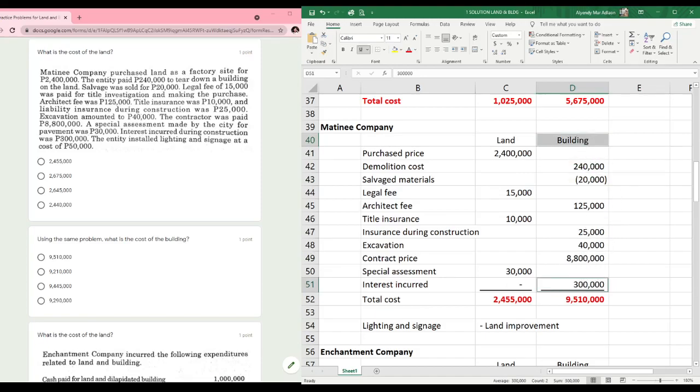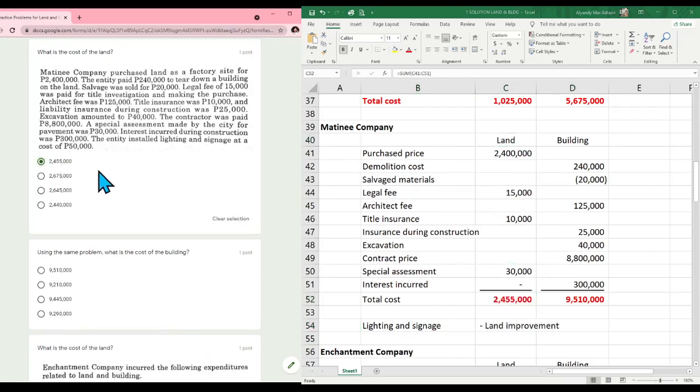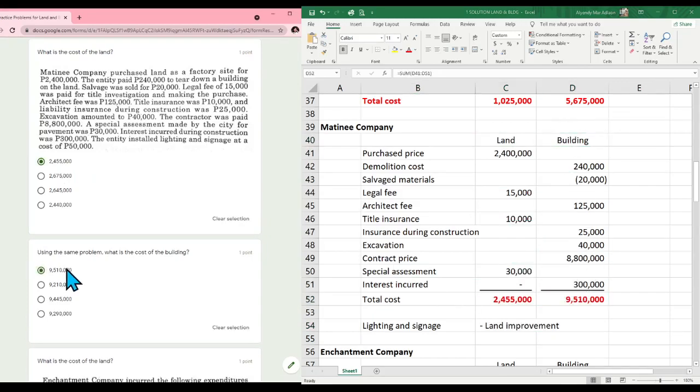And the entity installed lighting and signage at a cost of 50,000 pesos. Take note that this is a land improvement, unless it is part of the plan or part of the blueprint, then you account it under the building. But if it is not part of the blueprint, then it is land improvement. If the problem is silent, that is land improvement. So therefore, the cost of the land is 2,455,000, that is letter A, and for the building, that is 9,510,000, that is also letter A.